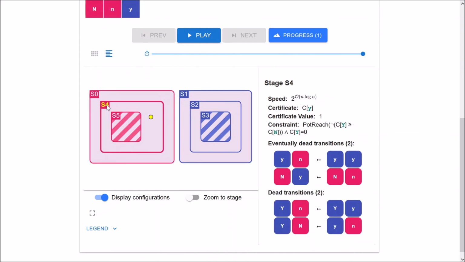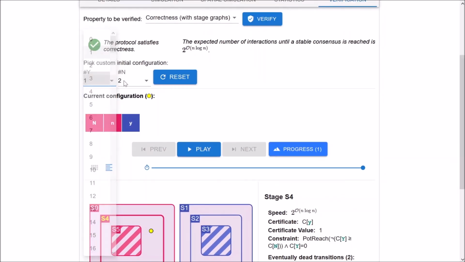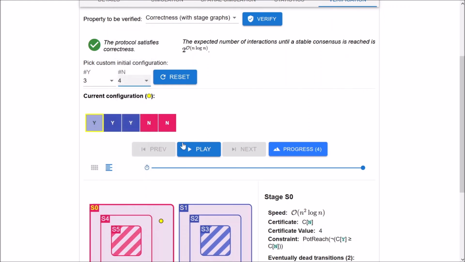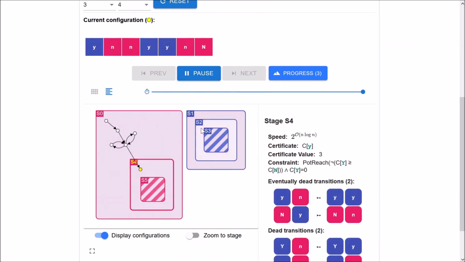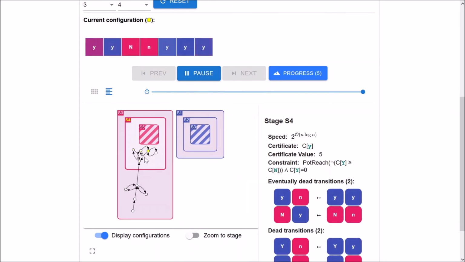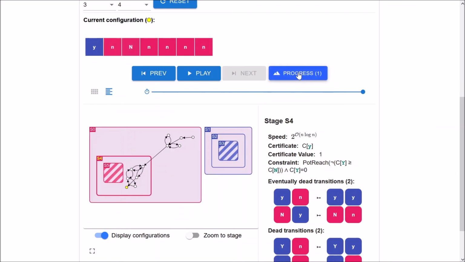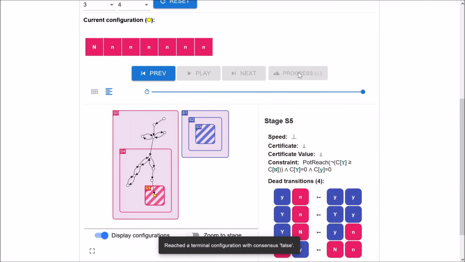And indeed, if we simulate a slight majority for no, we see that the transition from S4 to S5 takes very long. In such cases, Peregrine can make use of the certificate of the stage. By clicking on the progress button, Peregrine chooses an interaction that reduces the current value of the certificate. Intuitively, this guides the simulation towards the inner stage. After just a few steps, the simulation enters the terminal stage.